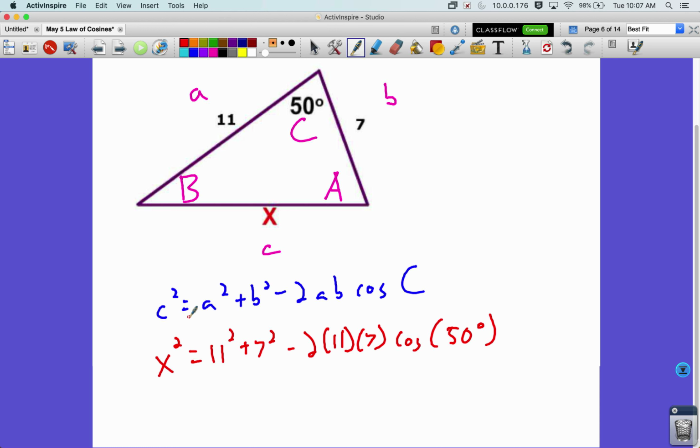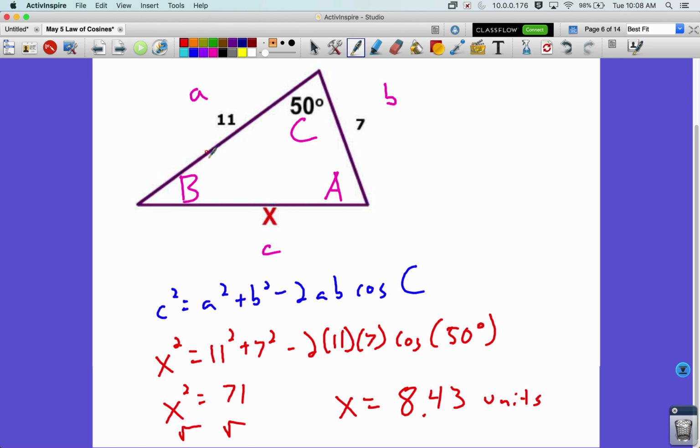So I'm going to do that. 11 squared plus 7 squared minus 2 times 11 times 7 times cosine of 50. I'm still in degree mode. I get that x squared equals 71 point something. Square root, x equals second square root, second answer, 8.43 units, rounded.